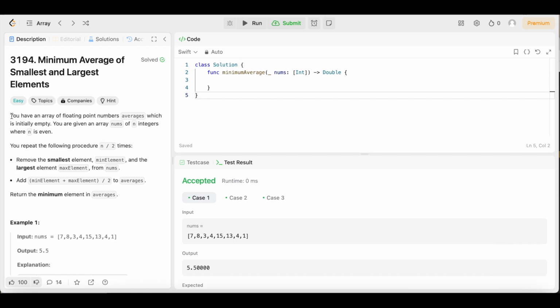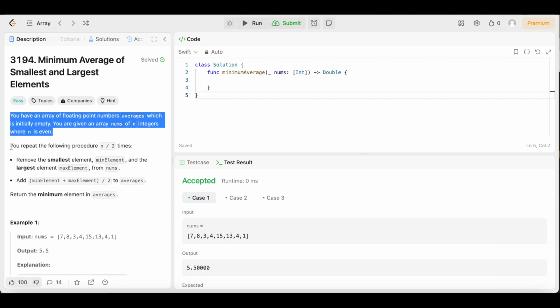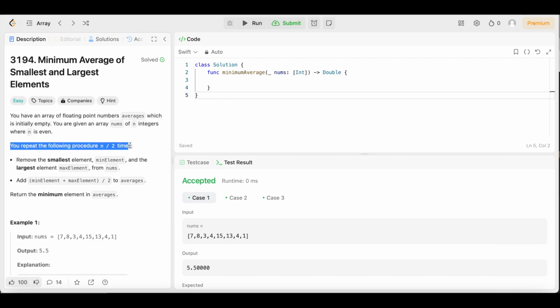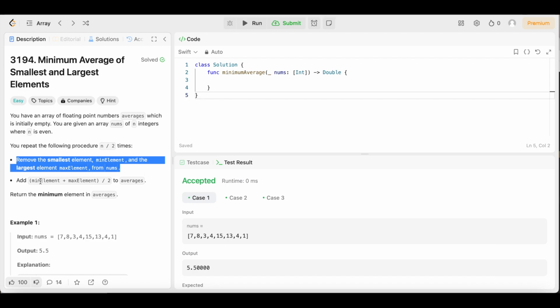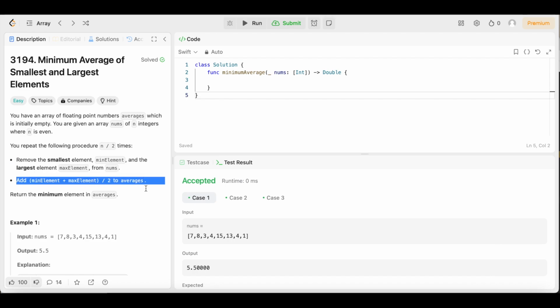So let's see what the question says. It says you have an array of floating point numbers, averages, which is initially empty. You are given an array nums of n integers where n is even. You repeat the following procedure n divided by 2 times. First, remove the smallest element, min element, and the largest element, max element, from nums. Then add (min element plus max element) divided by 2 to averages. Return the minimum element in averages.